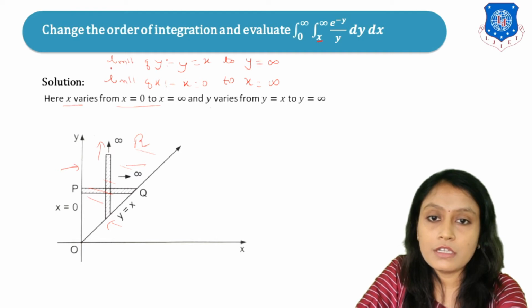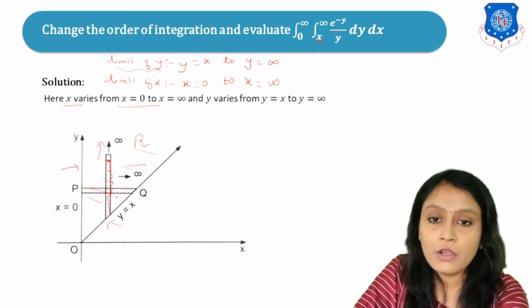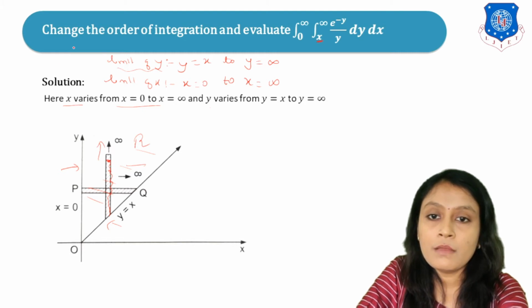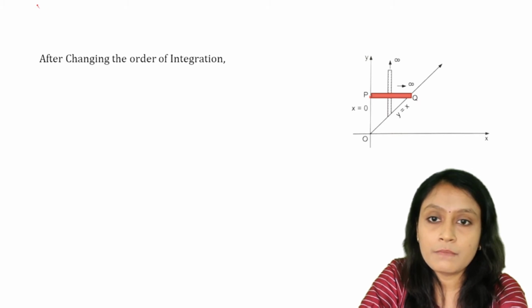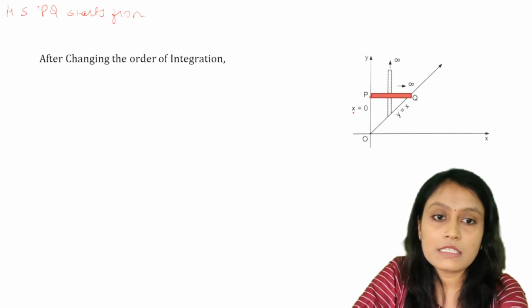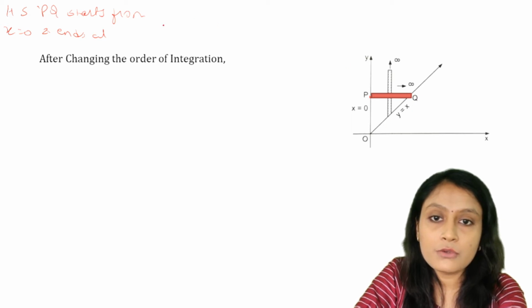In the question we have the limit of y, so a vertical strip is given. Now we will make a horizontal strip PQ. By changing the order of integration, we have the new strip, that is the horizontal strip PQ. You can see this horizontal strip PQ starts from x is equal to 0, and it ends at Q, on the line y is equal to x.